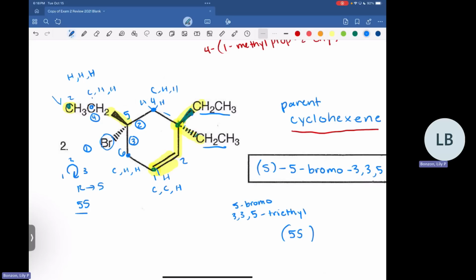And so then from there we can do our drawing. You just go from 1 to 2 to 3. But you have to watch out and make sure that the lowest priority group is not on a wedge. And if it is, you just flip the stereochemistry.